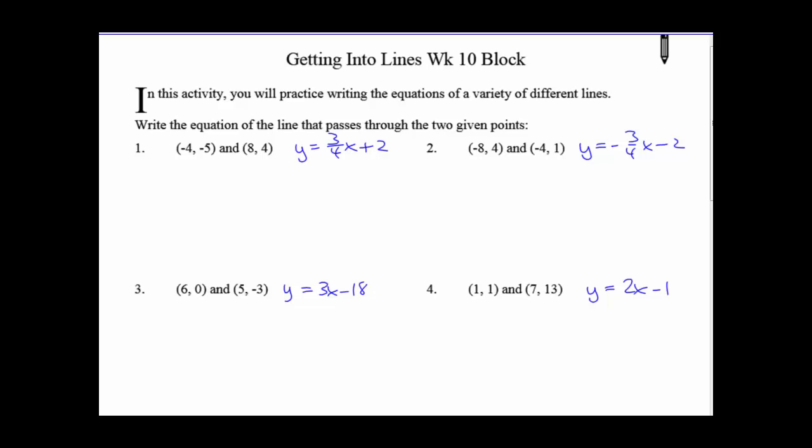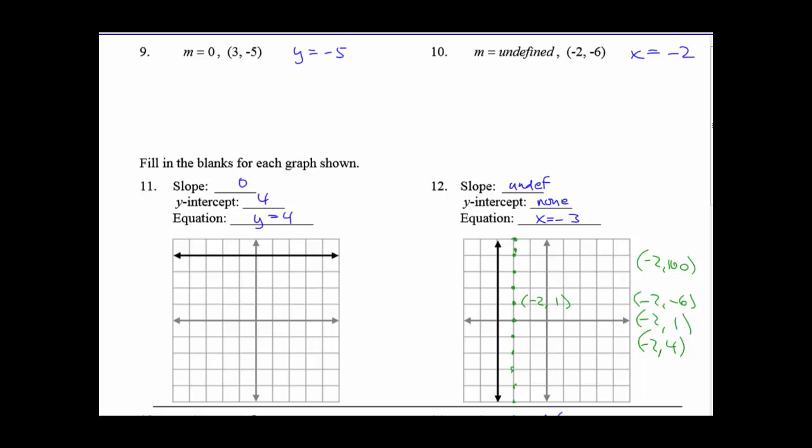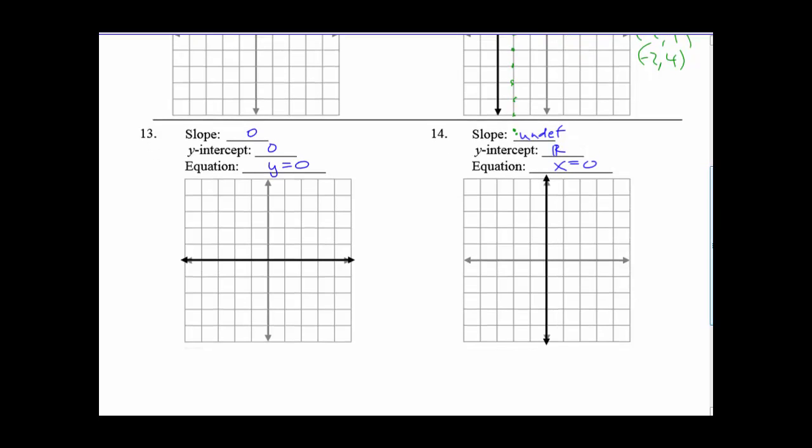Okay, if you notice, here are the answers. Please, if you have any troubles, see us. 1 through 4. There's 5 through 8. There's 9 and 10, 11 and 12. And 13 and 14.